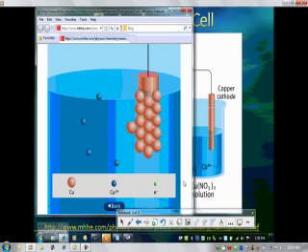Electrons formed at the zinc electrode travel to the copper electrode. 2 electrons combine with each copper 2 plus ion in solution to produce copper metal. Note that only copper 2 plus ions are shown in solution. Other ions and water molecules are not shown to focus on the reduction of copper 2 plus to copper metal.